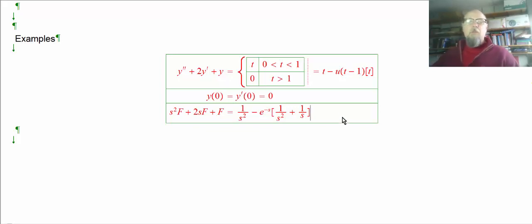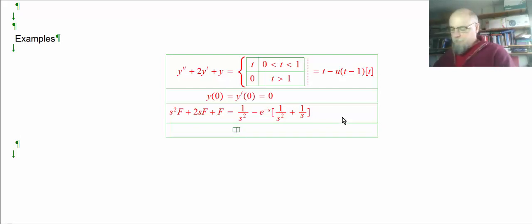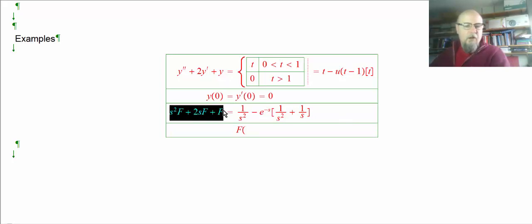So now I'm in the Laplace world. I've taken the transform. My steps are going to be the same as always. I'm going to now solve for F. It's going to be F times, well, F times what looks like our auxiliary equation.